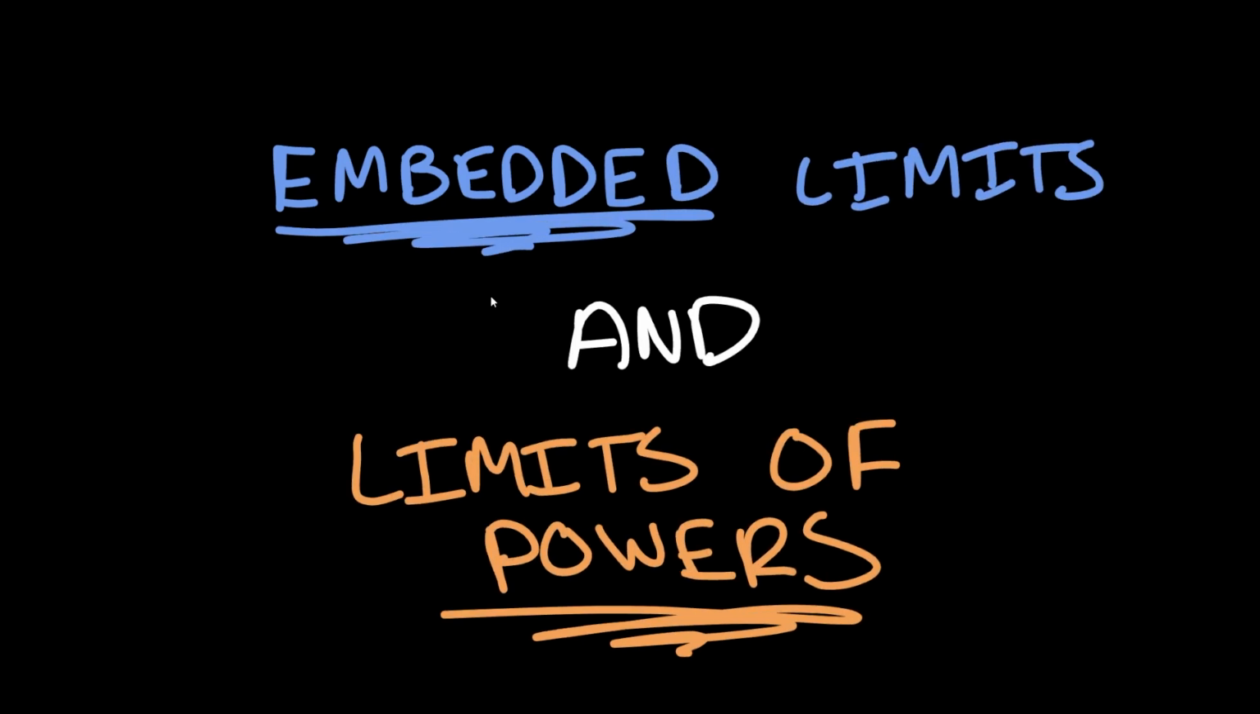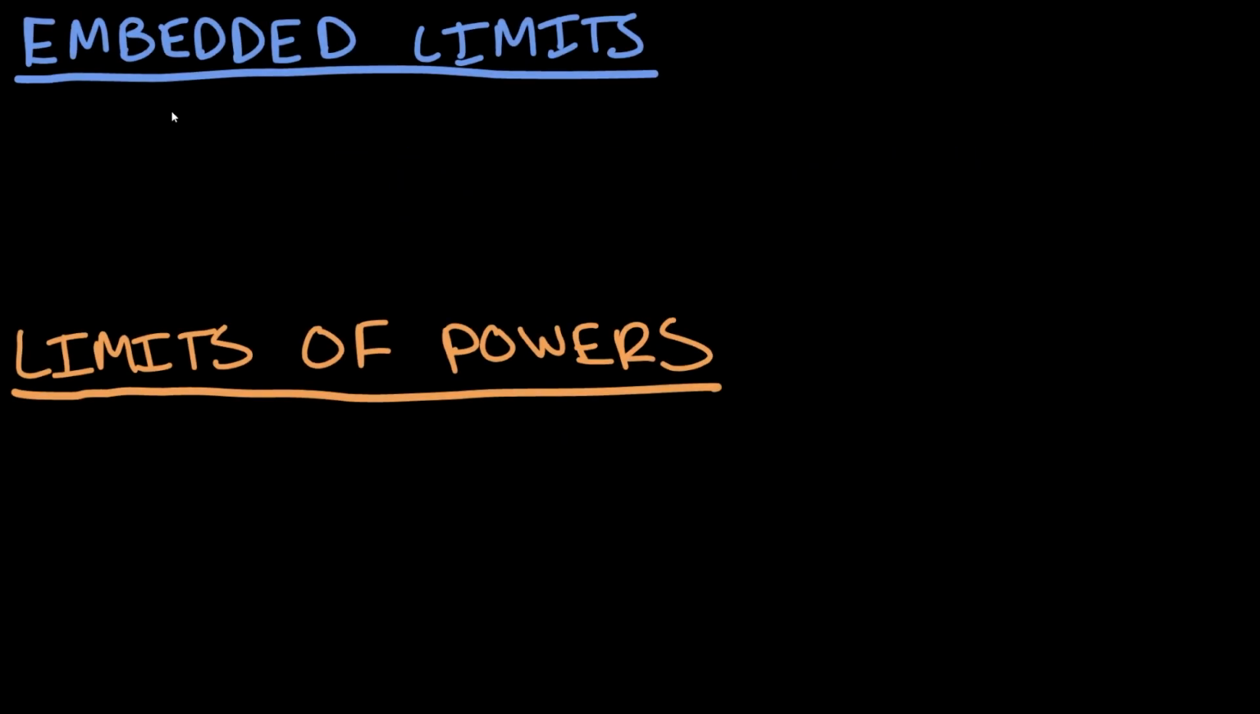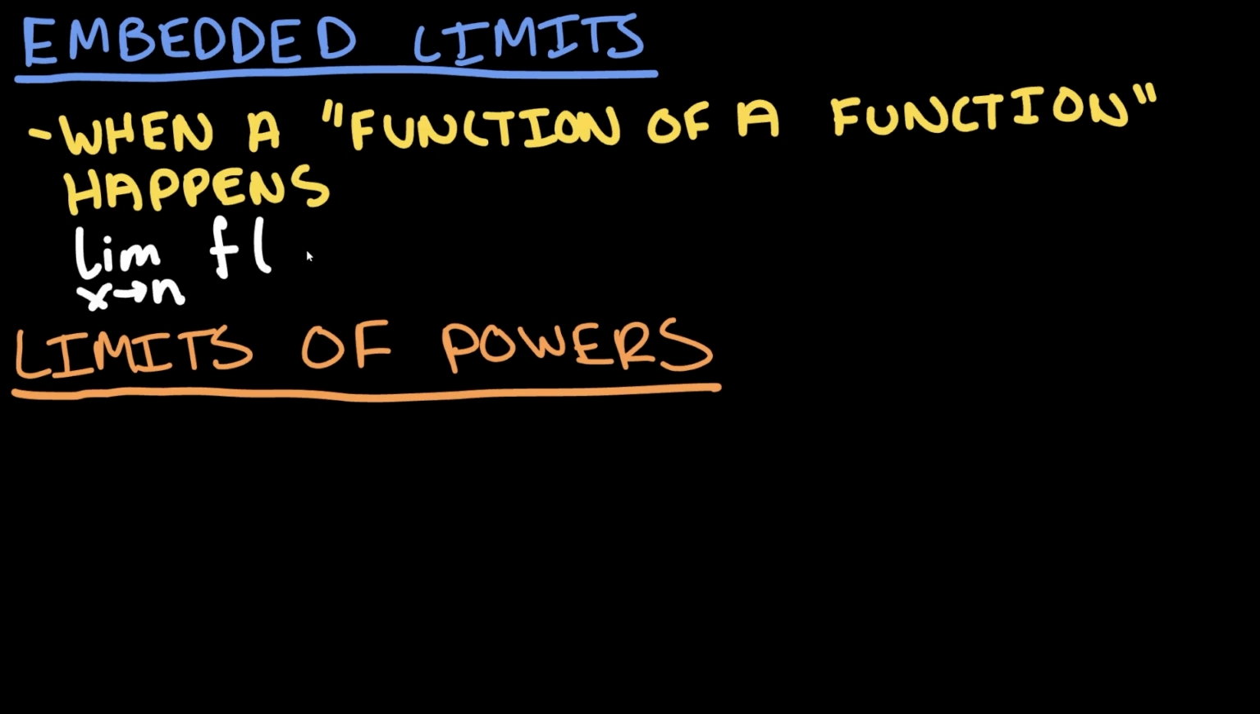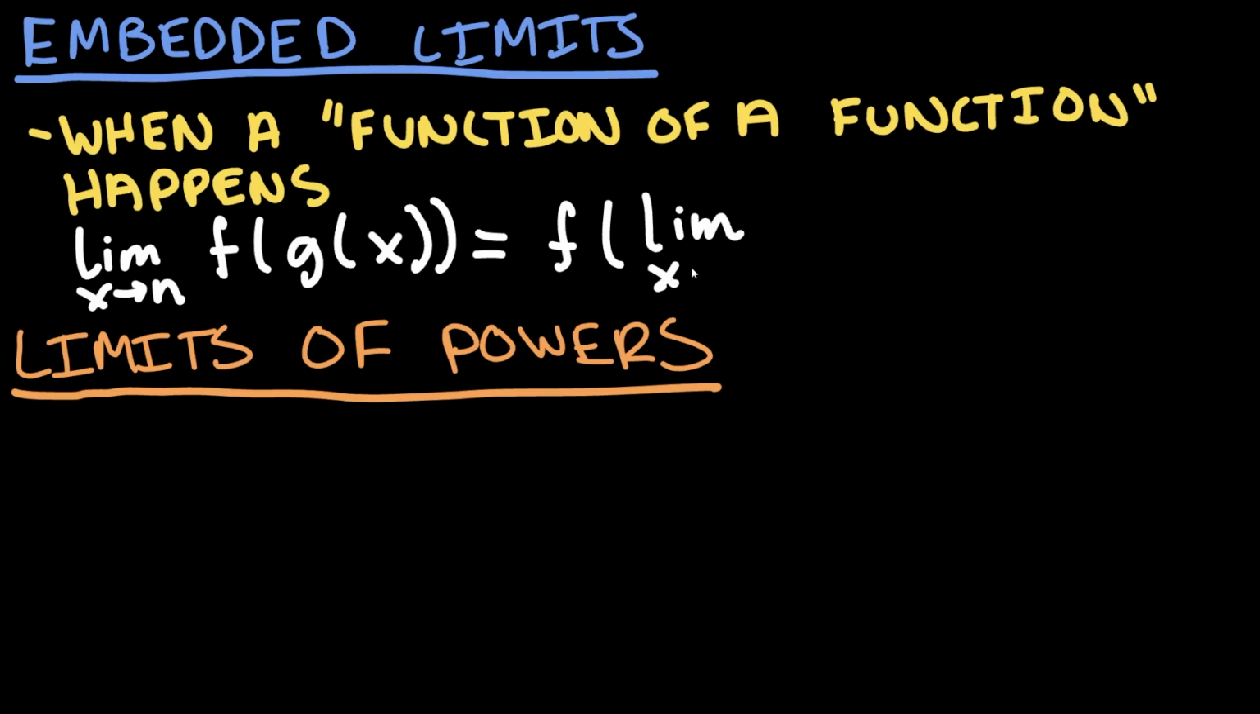So let's take a moment and try to clarify what I mean here. When I say embedded limits, what is it that I'm talking about? What does embedded mean? To put it simply, it's just what happens when you take a function of a function. So what does that mean for limits? If I take the limit of some function, but within that function is another function, then I can take the limit of the inner function and then use that limit in the outer function.